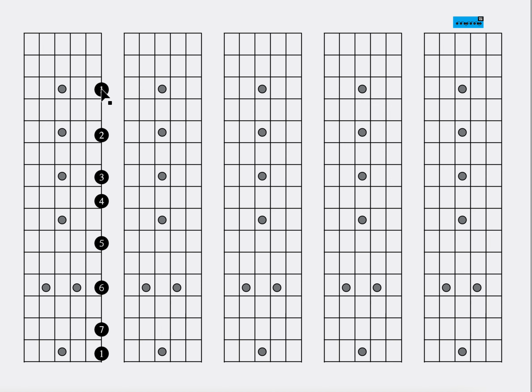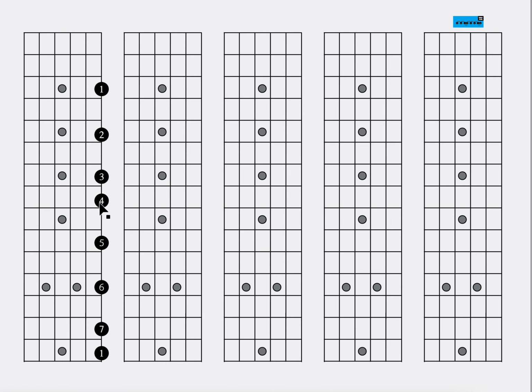So if this is our 1 right here, which is G, we have A, B, C, D. This note is also D, so this is the 5. In fact, whenever we play a 1 on this string, this is, of course, minus the B string rule.